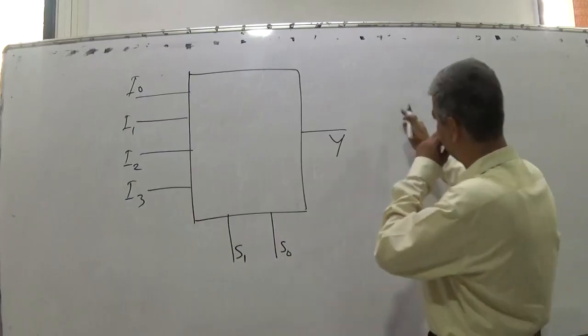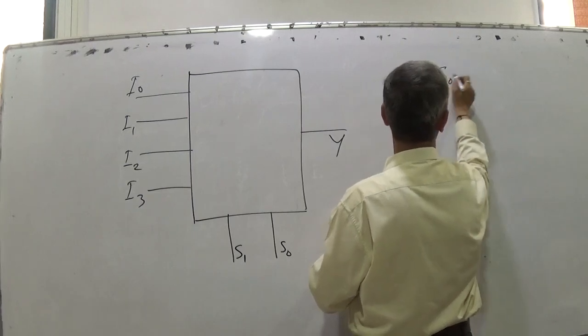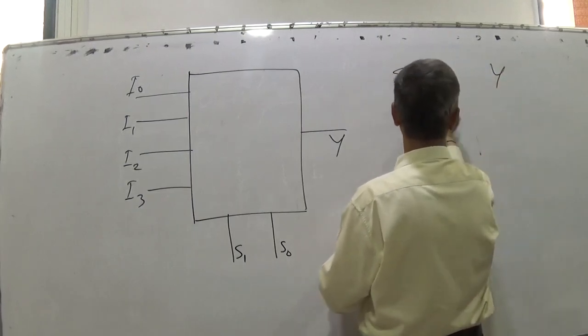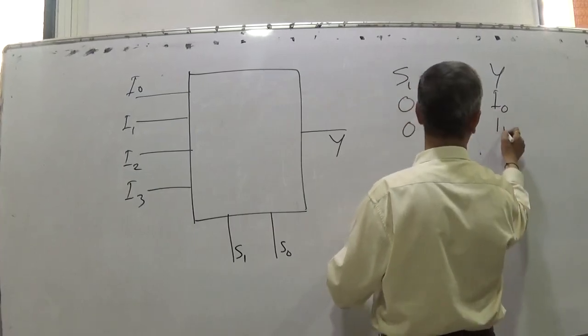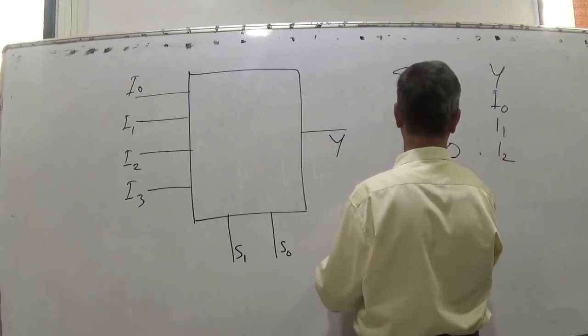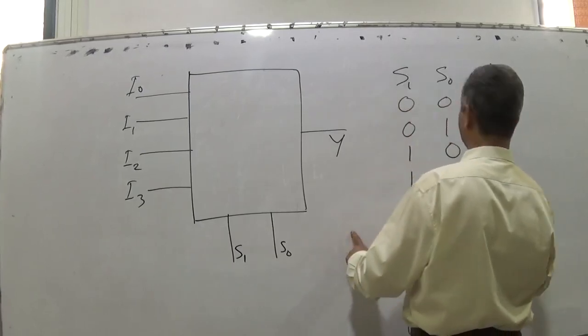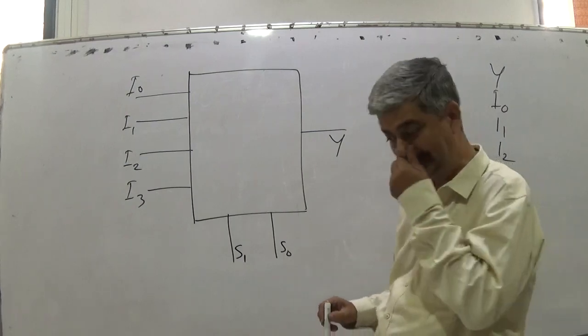Truth table of this multiplexer would be S1, S0 and Y. If S1 S0 is 0, 0, I0 appears on Y. If it is 0, 1, I1 appears on Y. If it is 1, 0, I2 appears on Y. If both are 1, 1, I3 appears on Y.